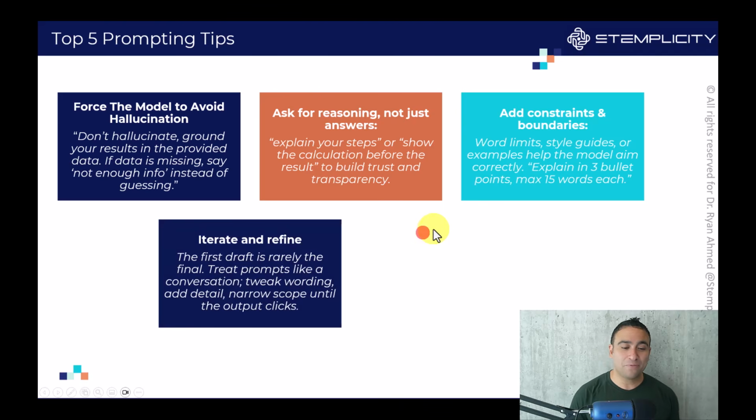The fourth tip is iterate and refine. Most of the time, rarely, you get it right from the first iteration. So it requires a lot of back and forth, a lot of refining, tweaks of the wording, and detail and narrow scope until the output clicks.